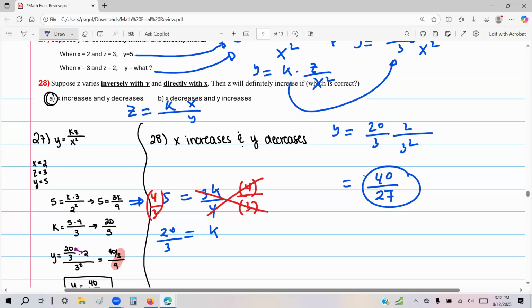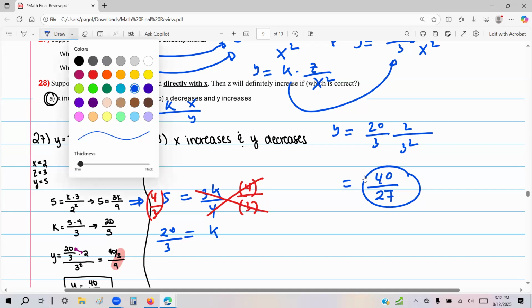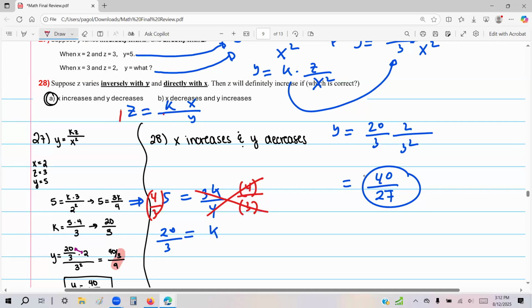And then they want you to see what happens when you want your z to increase. If you want your z to go up, z and x have a direct relation. So if z goes up, x has to go which direction? Up. They have the same direction. And y has inverse direction. So y has to go which direction? Down. That means you want x to increase and y to decrease.